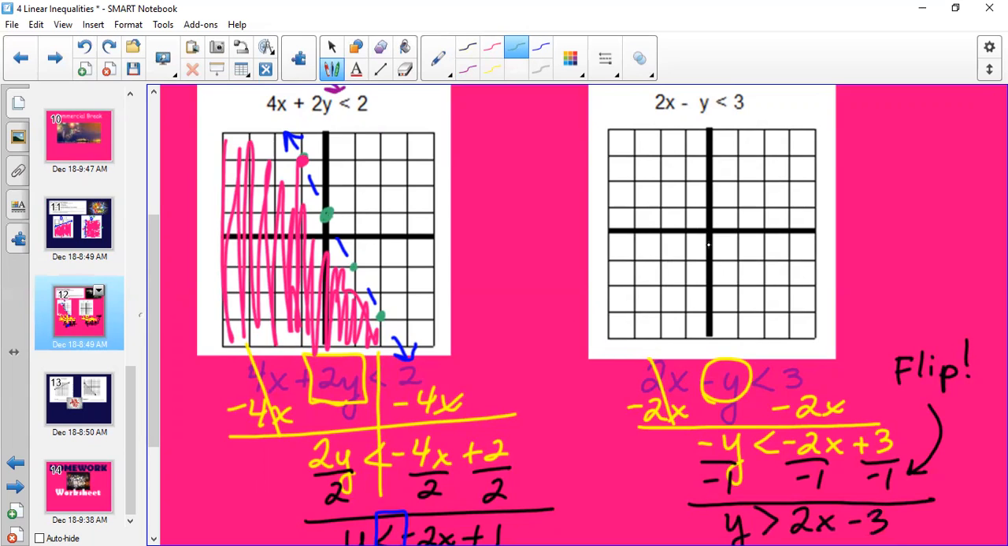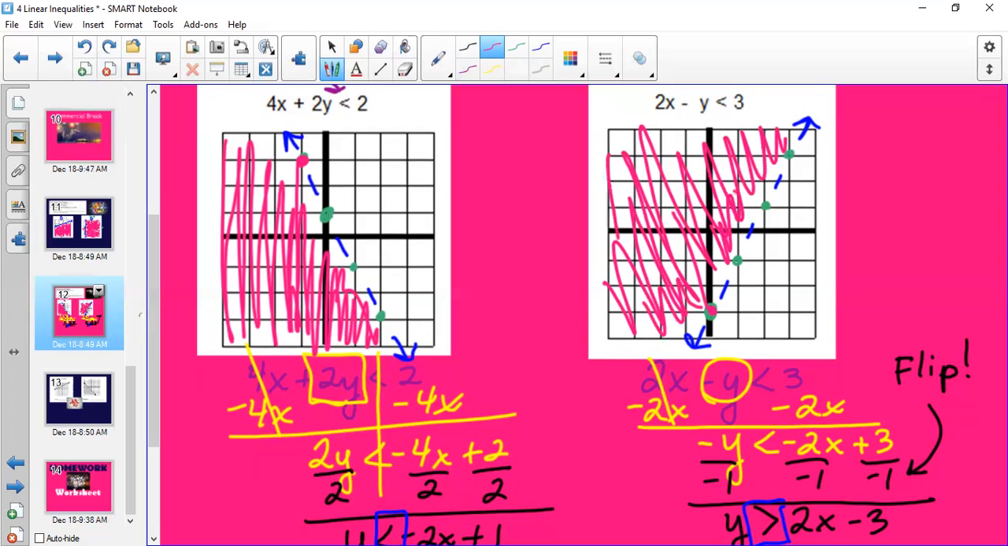And so when I graph this, I'd go down 3. I'd go up 2, right 1, up 2, right 1, up 2, right 1. It's greater than, so not part of our solution, so we make this line dotted. And shading, we flipped it to greater than, so we're going to use that final symbol, greater than, to help us graph. So put your pen on any point, greater than you think up. So I have to shade that half of the graph. And that's our solution.